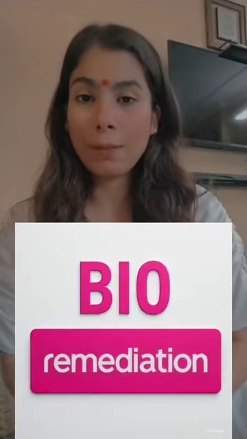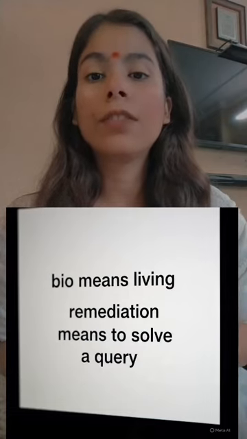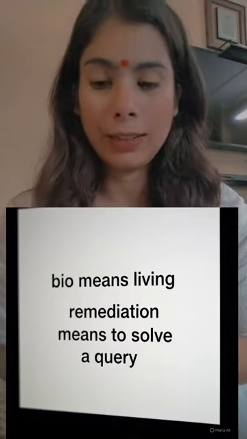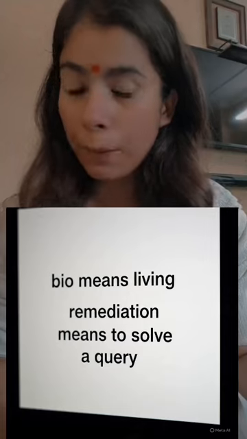Today our topic is going to be bioremediation and the enzymes or microorganisms used in the process. So first, let's start with the word. The word is bioremediation. Breaking it into two halves, the first word we come across is bio, which simply means living organism, and the other is remediation, which means to solve a query or a problem. In this process of bioremediation, we use living organisms to remove environmental pollution or to prevent pollution.